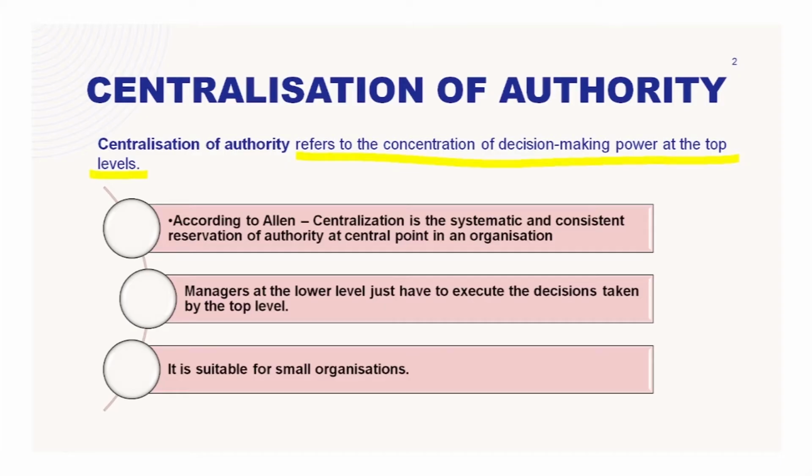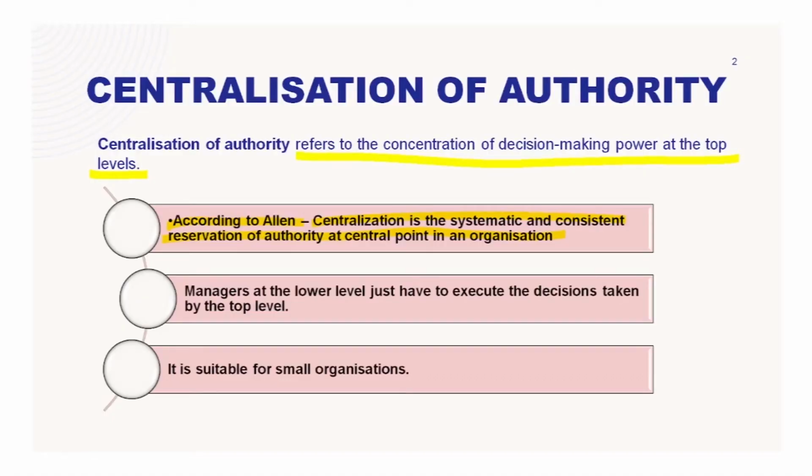As you can see, Allen defined centralization as the systematic and consistent reservation of authority at the central point in an organization. It is systematic, which means it is formal, based on certain systems or processes. And it is a reservation of authority, meaning all the authority and power is at the central point in the organization. All the instructions, orders, and guidelines for the activities to be performed will be given by the central authority or the top level of management. So it is the reservation of authority at the higher level.